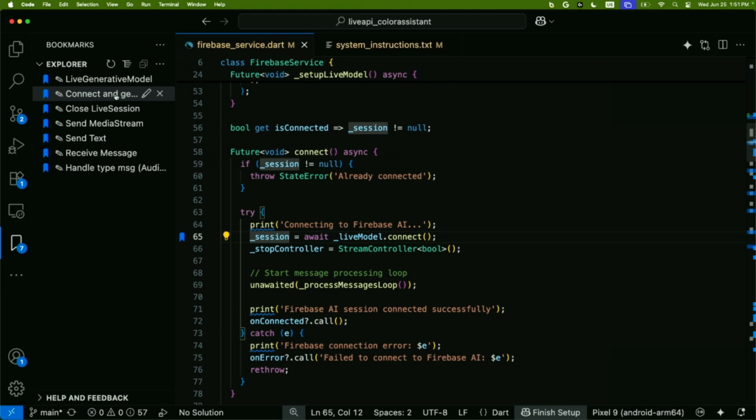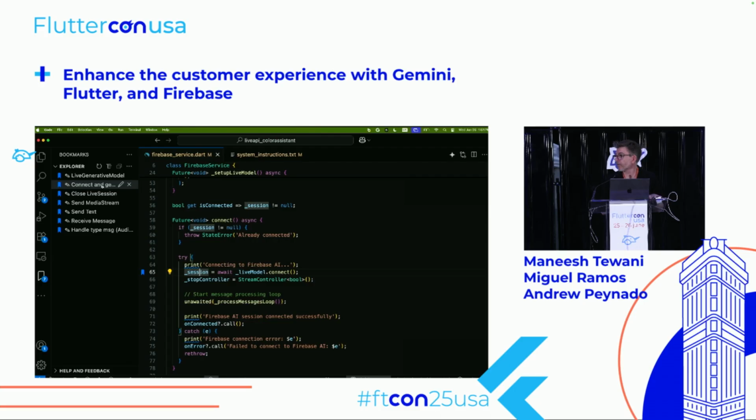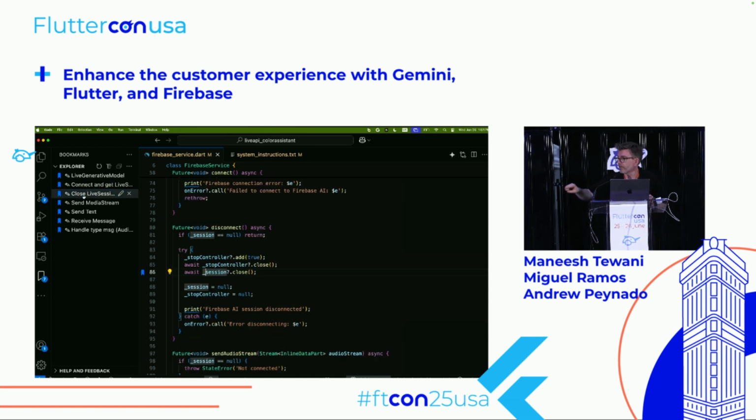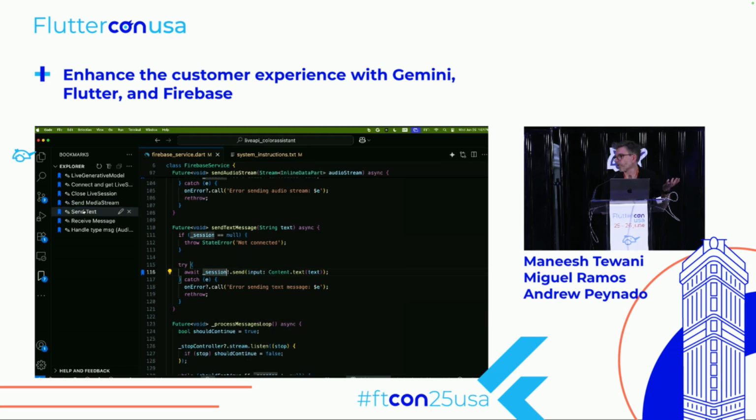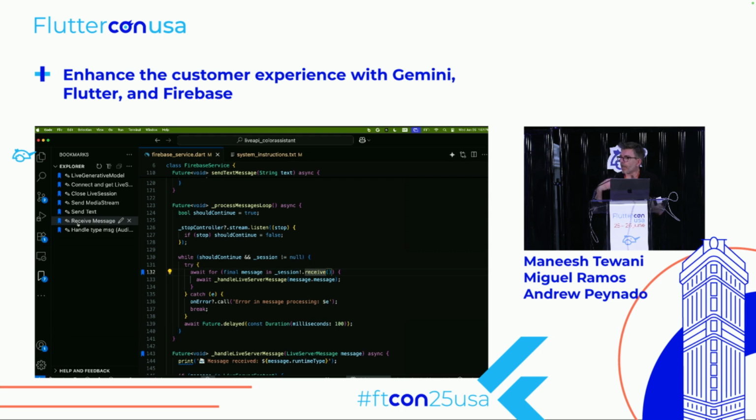The second thing is that I want to connect with the model in this streaming experience. So I have a method for connect. I want to close the connection when I press the button to close, so I have another method for that. And then I want to send all this information to the model, so I have a method called send media stream. I have another one for text. And I want to continue receiving the messages from the model.